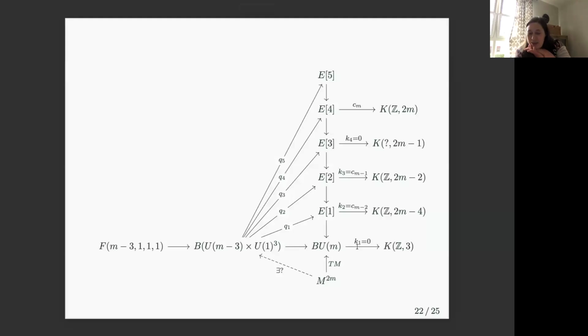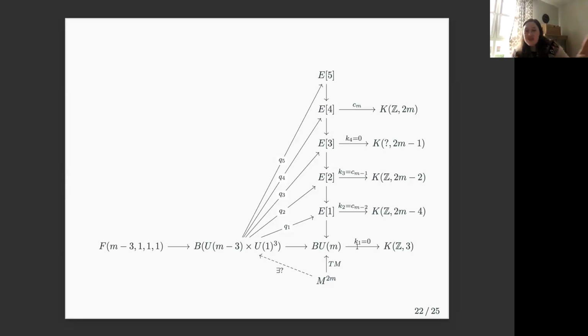I'm not talking about the methods that we used, but just for fun, I've drawn you a Postnikov tower. I really love drawing them. It's basically my favorite thing. I love these Postnikov towers. It's so satisfying to draw them.